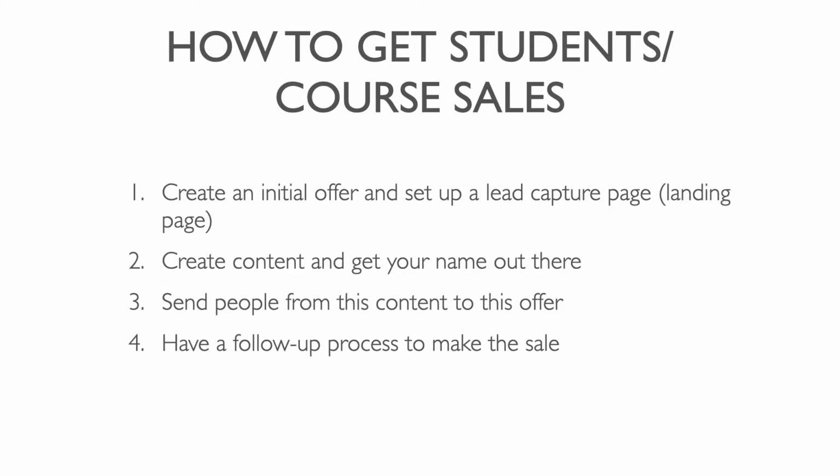And if you're helping people for free, then what you can do for number 3 is to send people from this content to your initial offer. So you're sending people from the content that you have to your initial offer. And then number 4 is to have a follow-up process to make the sale. So if you have a free trial lesson, there is a follow-up process to make that sale for paid lessons, which could be converting people in the trial lesson or sending out emails if they don't go ahead and buy straight away.